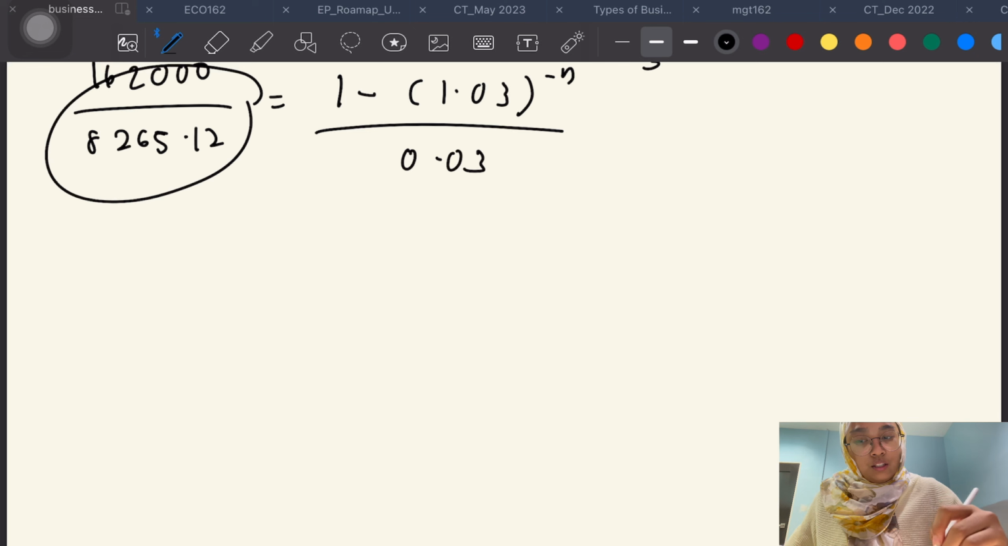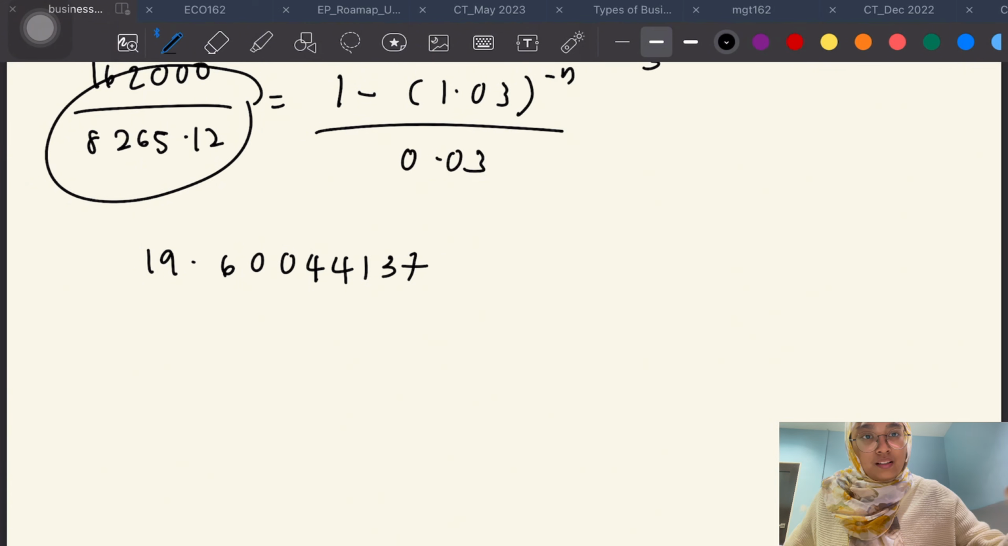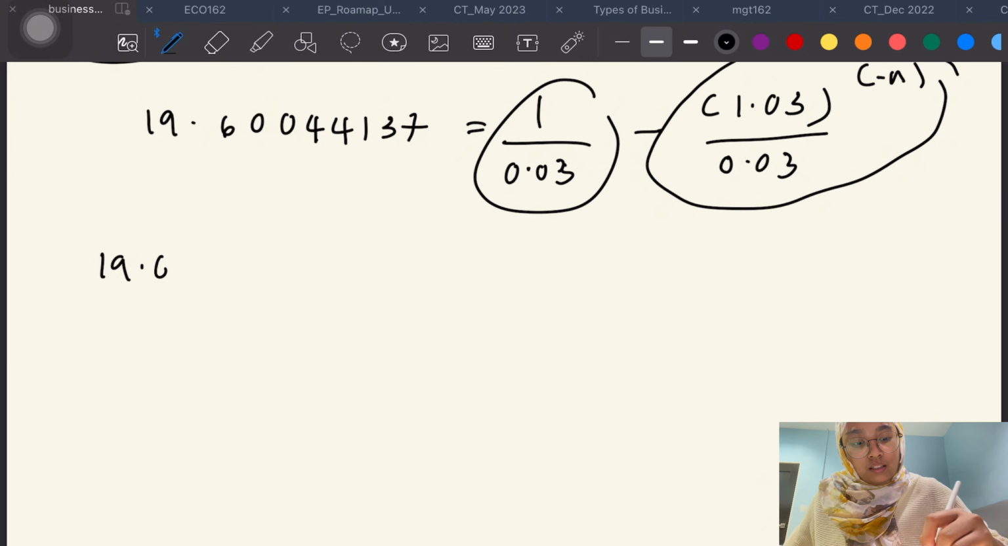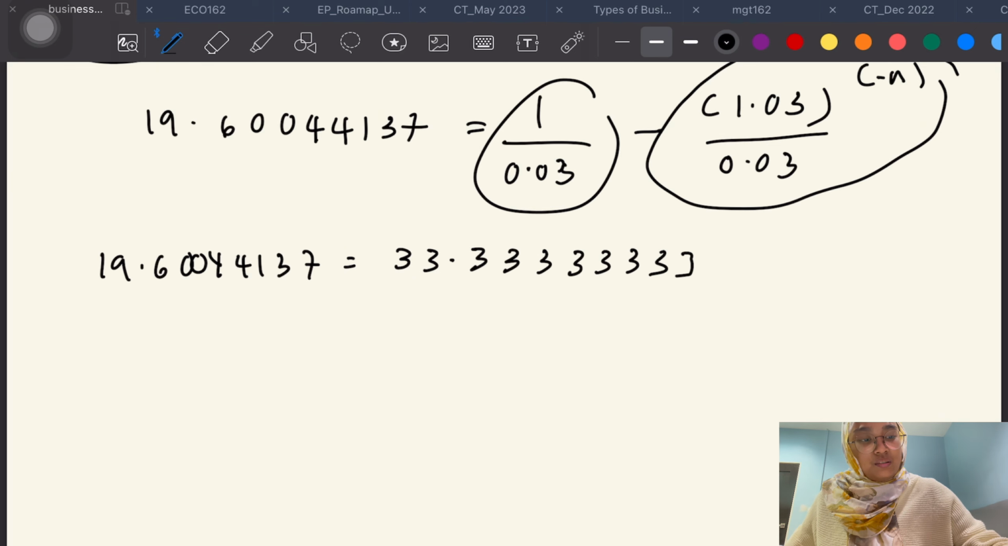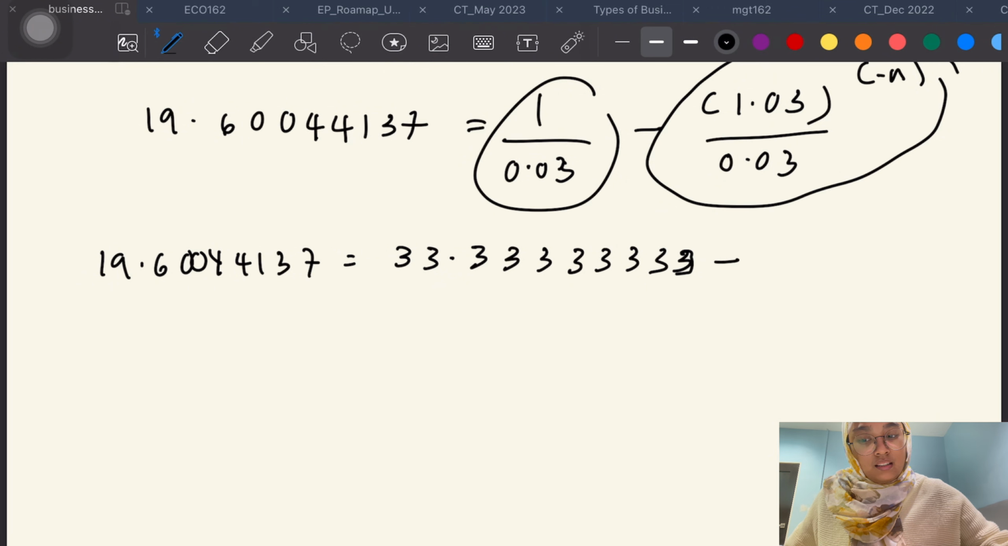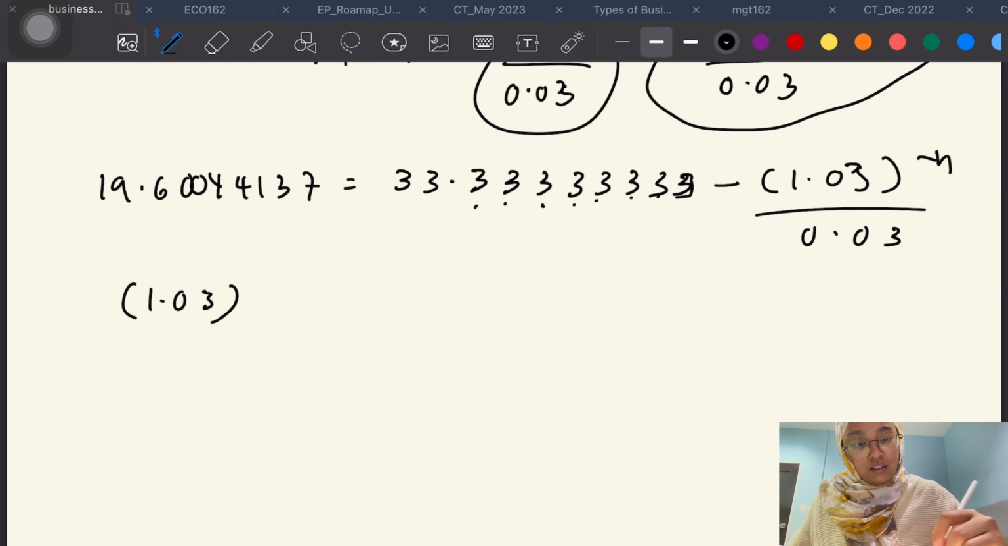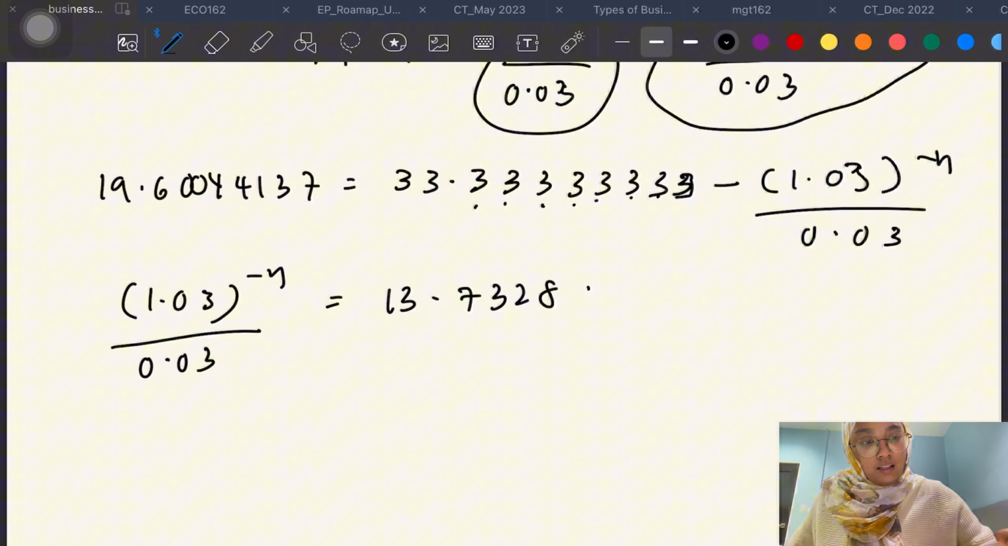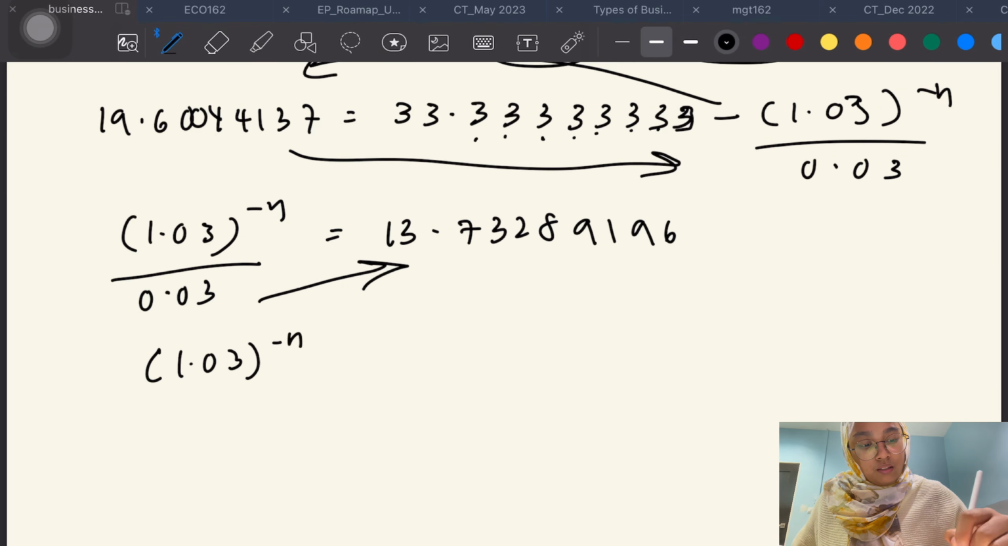This one you will get 19.60044137. Just write down all the numbers in the calculator. Over 0.03, minus 1.03 to the negative n over 0.03, equals 13.73289196. Okay, 1.03 power of negative n equals 0.411986759.